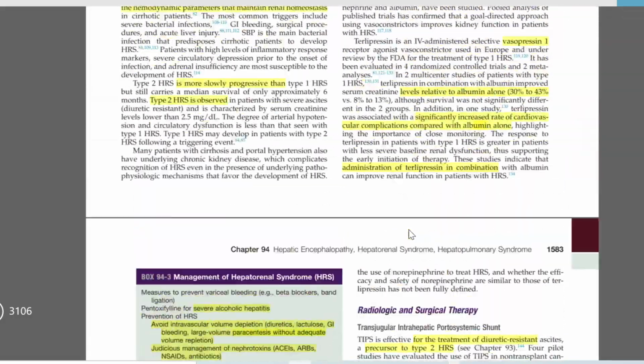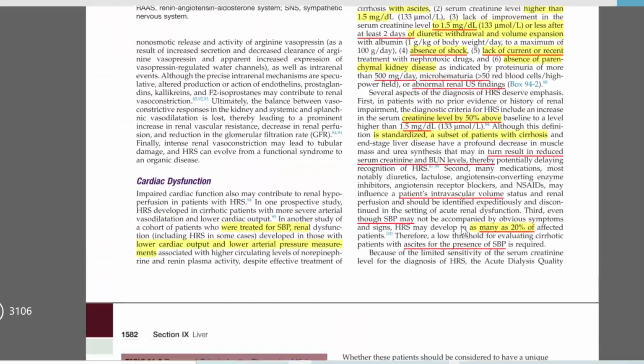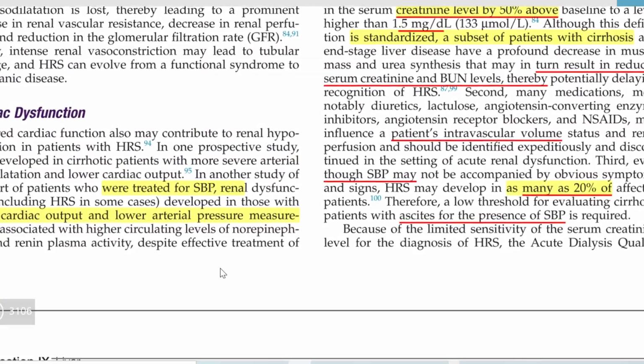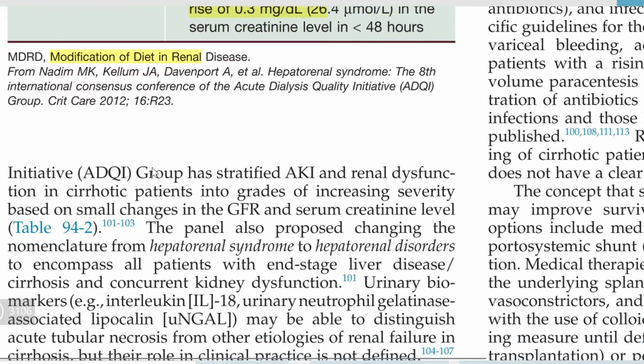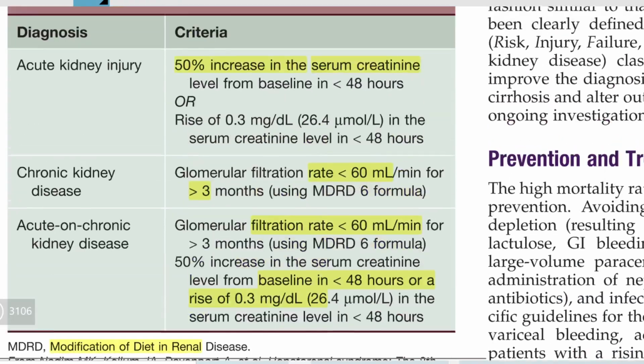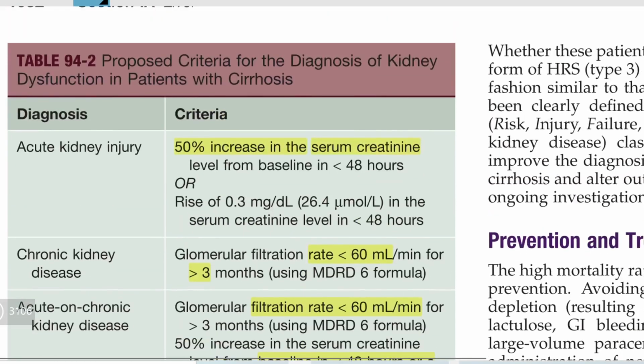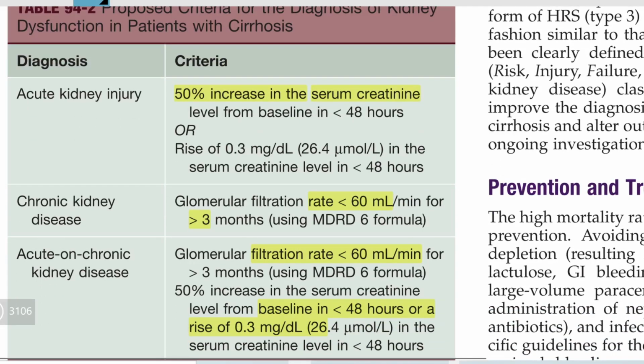So there is this initiative, the Acute Dialysis Quality Initiative group, that has stratified AKI and renal dysfunction in cirrhotic patients into grades of increasing severity. That is what this table suggests. So AKI, CKD, and acute on chronic. AKI is a 50% increase in serum creatinine, or a rise of 0.3 milligrams per deciliter in serum creatinine levels, in less than 48 hours.